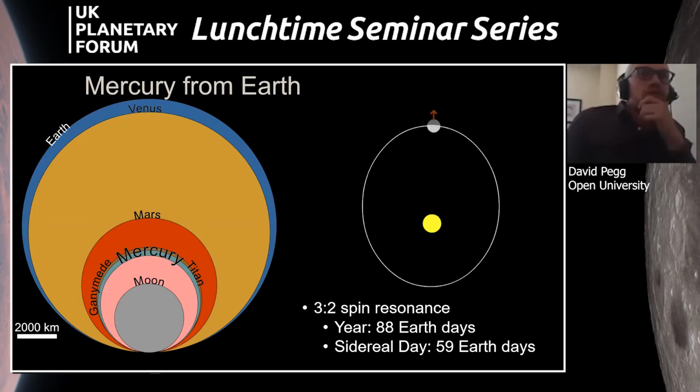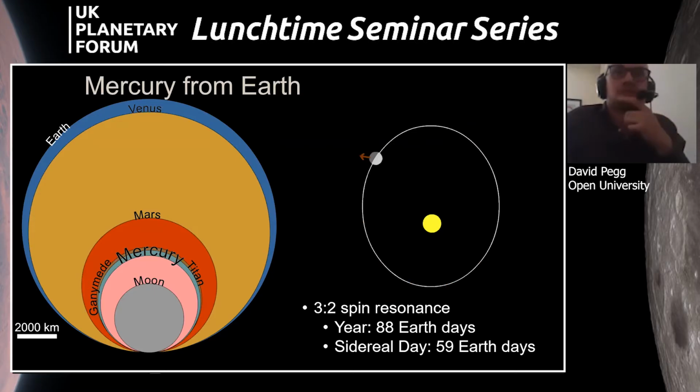We could also tell that it's got an interesting spin-orbit resonance. A lot of people would say that Mercury's tidally locked, like the moon is to the Earth, but that's not quite true. Instead, for every orbit of the sun, the planet itself rotates 1.5 times.